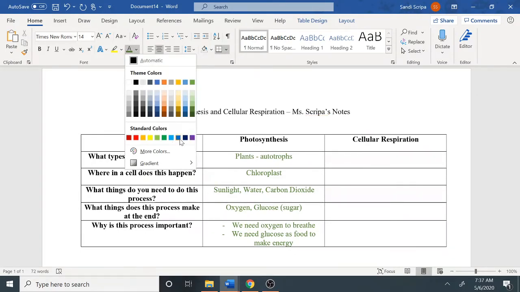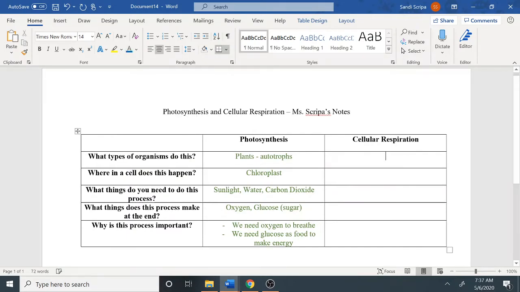Now we're going to talk about something brand new that we have not really talked about this year, and that's called cellular respiration. And we're going to see that photosynthesis and cellular respiration have a lot of things in common, as well as some important differences. So in terms of what types of organisms do cellular respiration, that's everything.